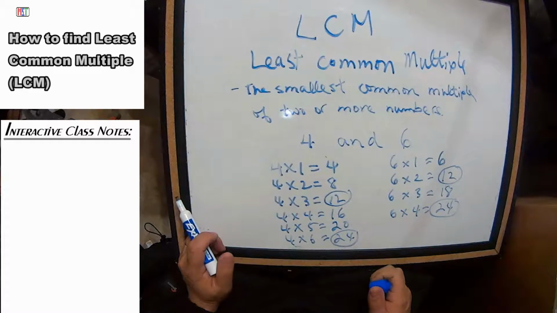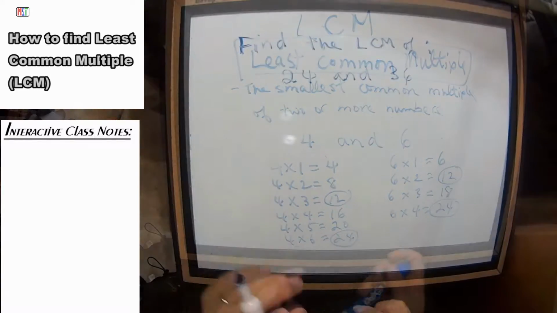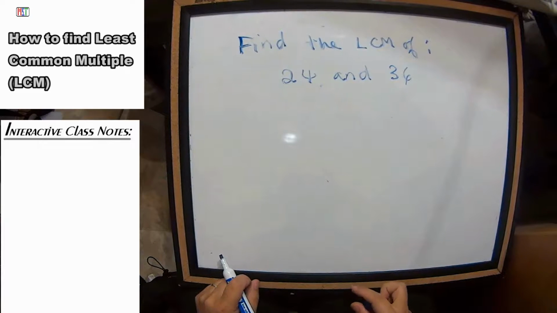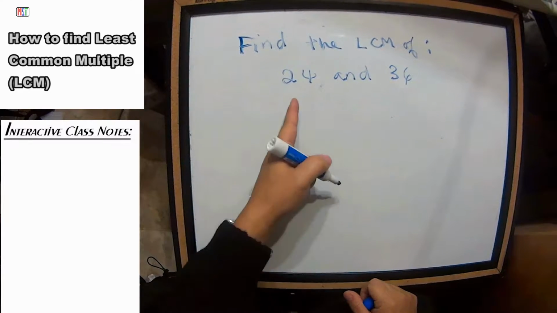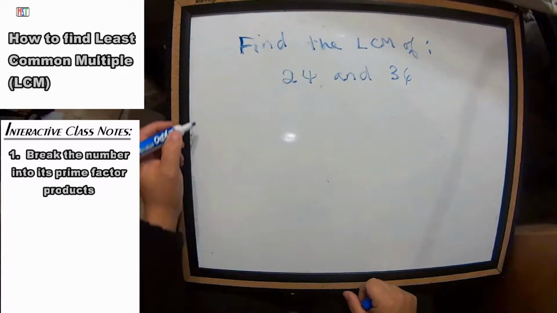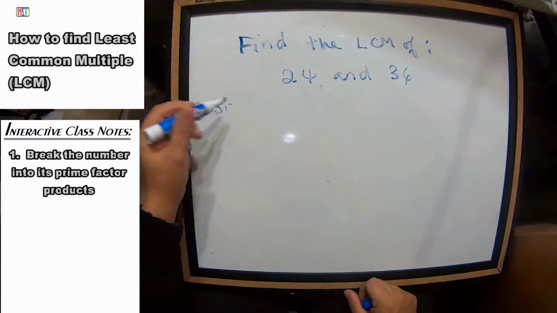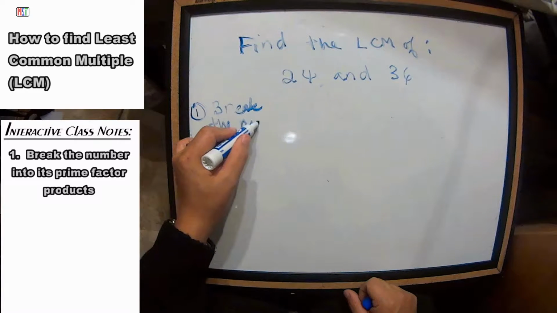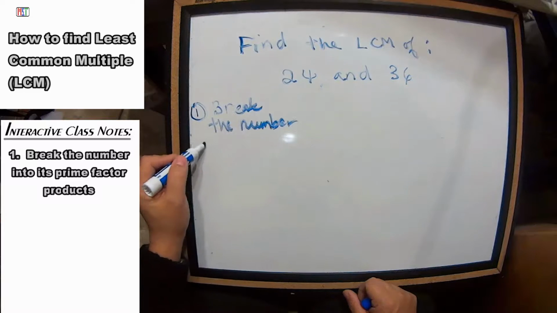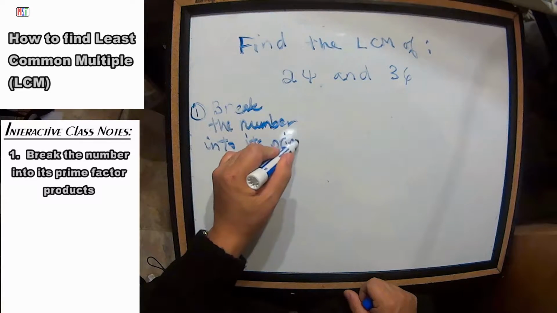Okay, so how to figure out the least common multiple. Let's look at this first question. Find the least common multiple of 24 and 36. So what are the steps to figuring out this question? The first step is to break down the number into its prime factors.